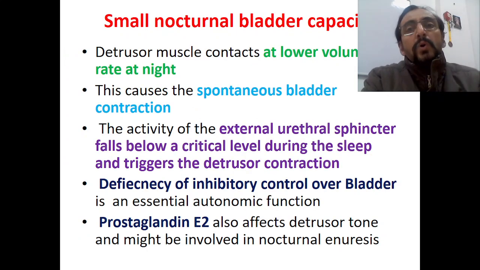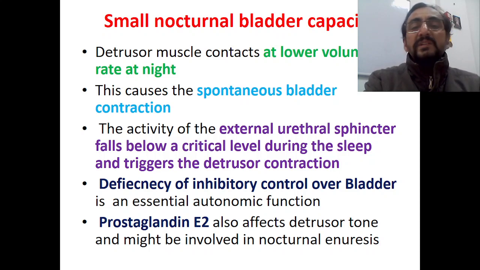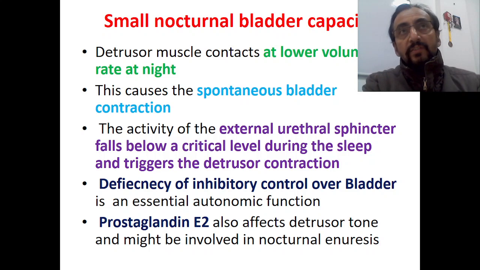Another condition which leads to Shayya mutra is small nocturnal bladder capacity. The capacity of the bladder itself is less. The detrusor muscle contracts at a lower volume at night, causing spontaneous bladder contraction. When the bladder contracts, naturally the sphincters open. The activity of the external urethral sphincter falls below a critical level during sleep and triggers detrusor contraction. Deficiency of inhibitory control over the bladder is an essential autonomic function. Prostaglandin E2 also affects the detrusor tone and might be involved in nocturnal enuresis.